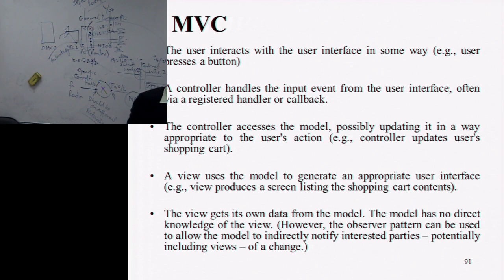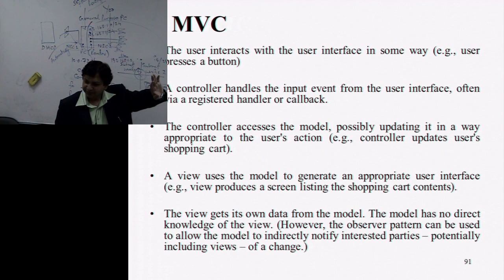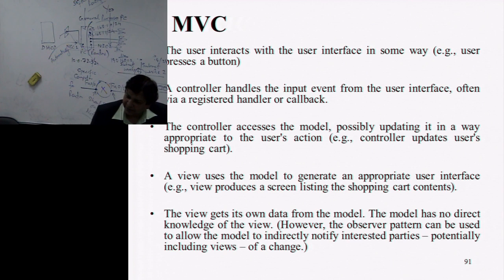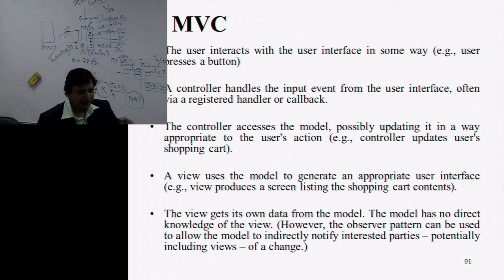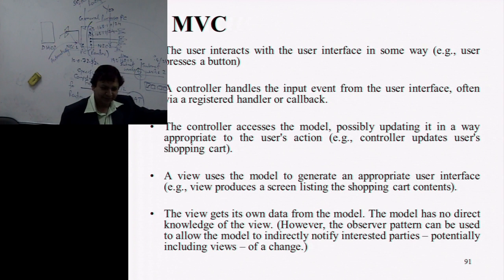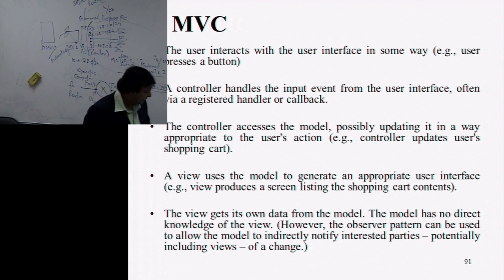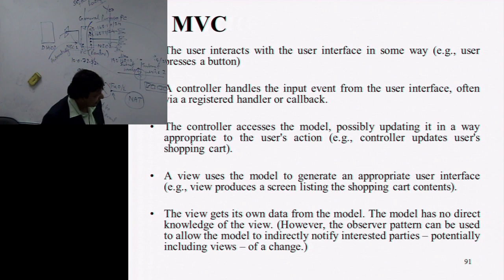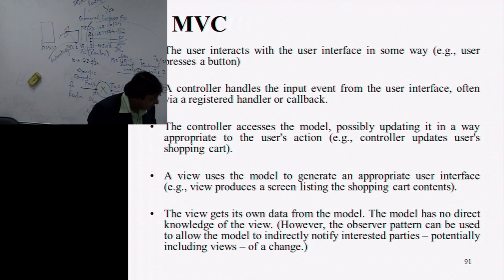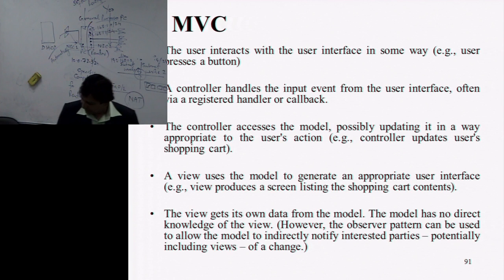The view gets its own data from the model. The model has no direct knowledge of the view. So the model is independent. Whatever value the model contains is passed through the controller, whatever you want. So the controller is like a check: you want to update it or you don't want to update. So this is an example, and then you have the observer pattern to allow the model to indirectly notify the interested parties, potentially including the view, the user, of a change.